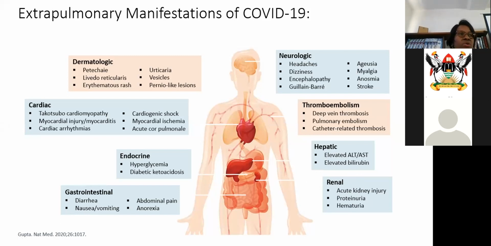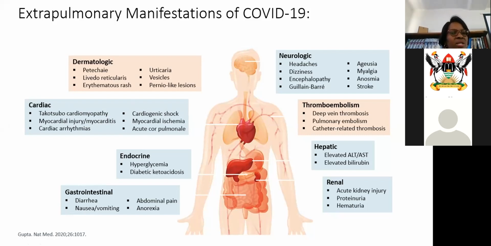In the endocrine system, I described the hyperglycemia and diabetes getting out of control, and some patients coming in with diabetic ketoacidosis. So any patient with diabetes is at very high risk. And then the cardiac system, the heart is affected. It's one of those organs where patients have been shown to have injury to the myocardium, that is the heart muscle, coming in with things like myocarditis and arrhythmias, and coming in with cardiogenic shock and other manifestations.